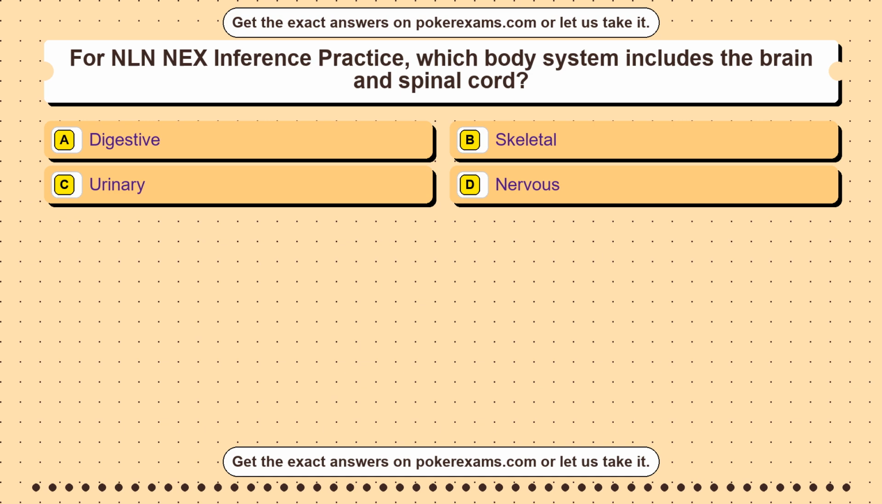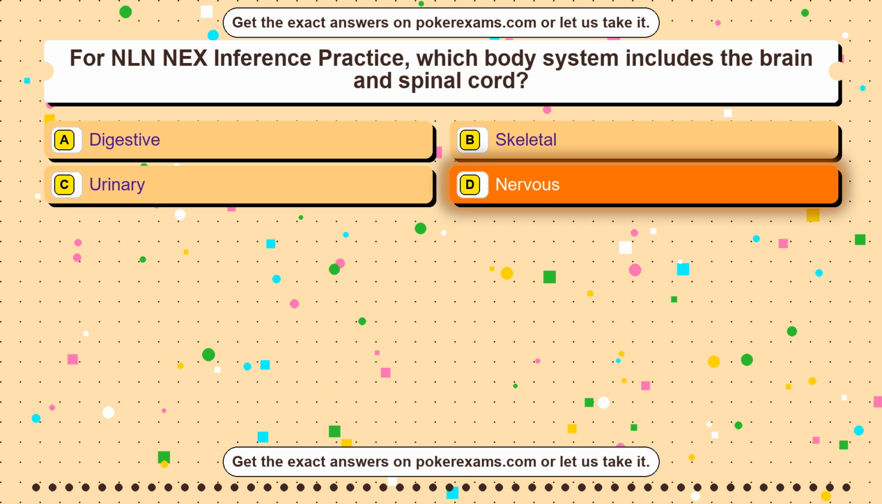Question 42. For get graphs and data practice, which number is the greatest? Option A 0.08. Option B 0.18. Option C 0.018. Option D 0.8. The correct answer is option D.